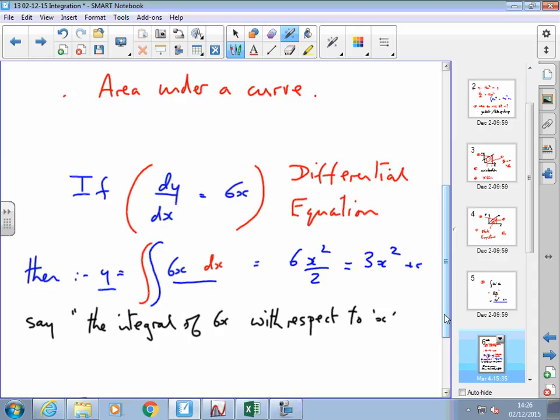And if you think to the example we just did, what Paul was saying was, what do I do? I add 1 to the power of x, so if x is 1, I add 1 to get 2, and then divide by the new power, and then tidy up. 6 divided by 2 is 3. So what's the integral of 6x? 3x squared plus this c, this constant of integration. And what we say is we're going to find the integral of 6x with respect to x. So that's how you'd say it.